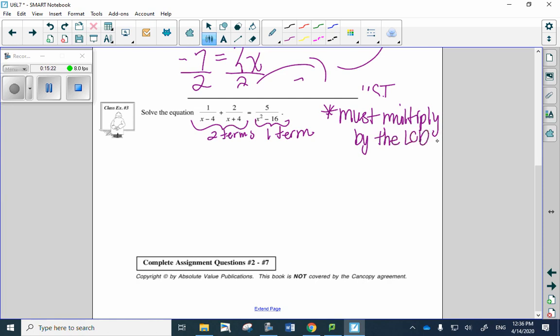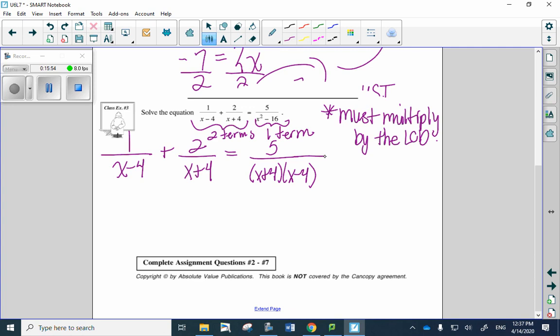Okay, so just like the title says, multiply by the LCD, we need to find the lowest common denominator amongst all three terms first. So remember, we have to factor first, and I can factor that x squared minus 16. So this is going to be written as 1 over x minus 4 plus 2 over x plus 4 equals 5 divided by x plus 4 times x minus 4.